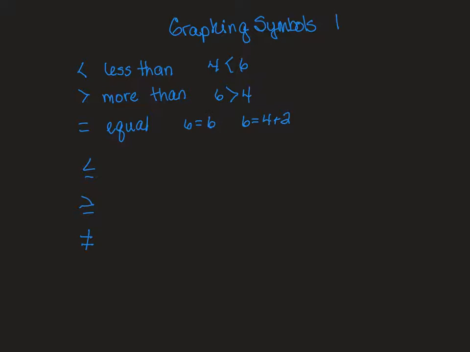Now, this fourth one is less than or equal to. You notice the line underneath the less than sign. So that would be 6 is less than or equal to 6. 6 is less than or equal to 4. 6 is less than or equal to 3 plus 2. 3 plus 4. All of those are less than or equal to.